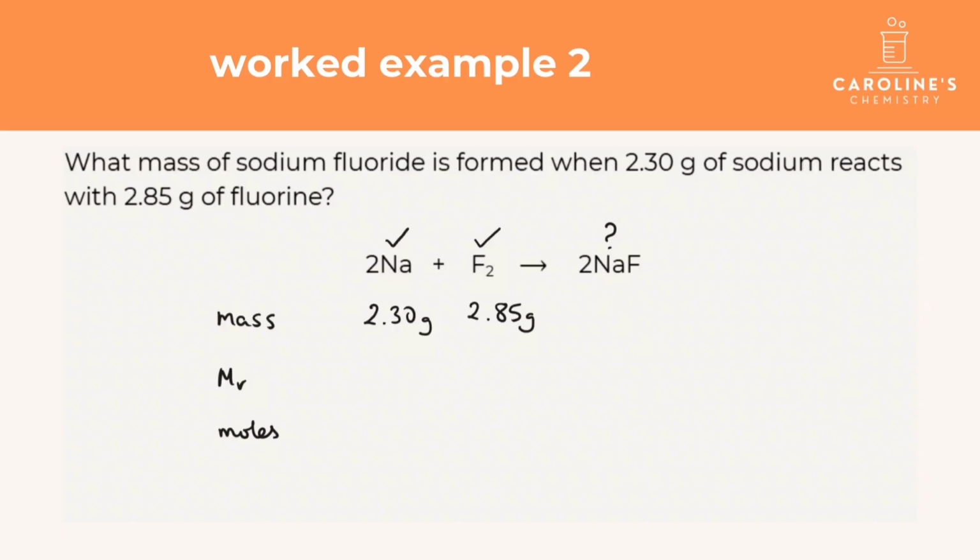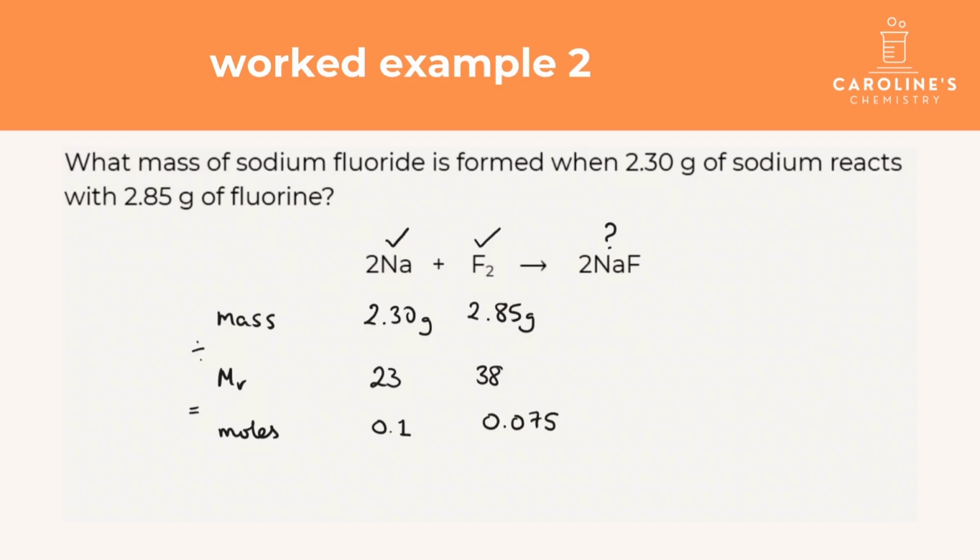So the AR of the sodium off the periodic table is 23. Remember, it's always 23. You ignore any big number at this stage. And for the fluorine, we have the AR of 19, but it's F2, so 2 19s are 38. In order to work out our moles, we do mass divided by MR equals moles. So if you pop that into your calculator, 2.30 divided by 23 is 0.1. And 2.85 divided by 38 is 0.075.